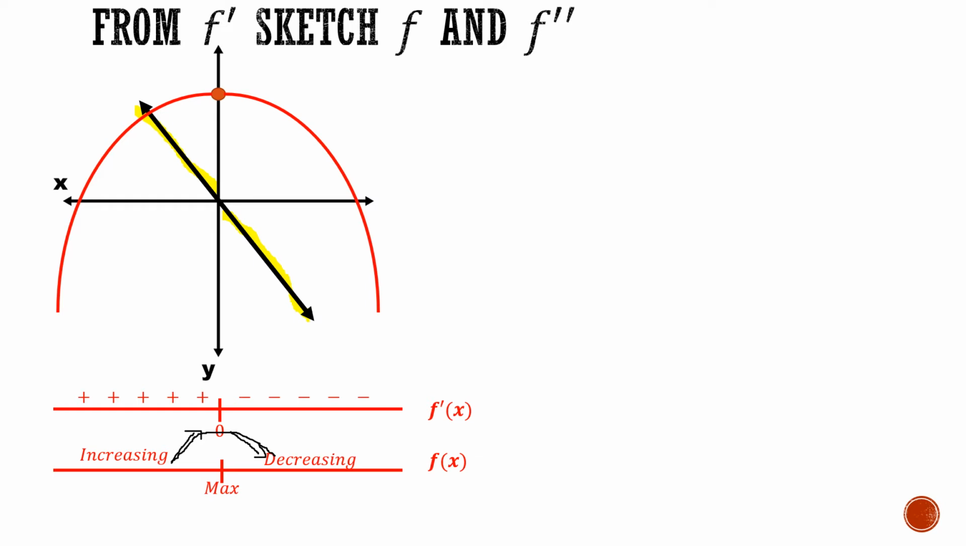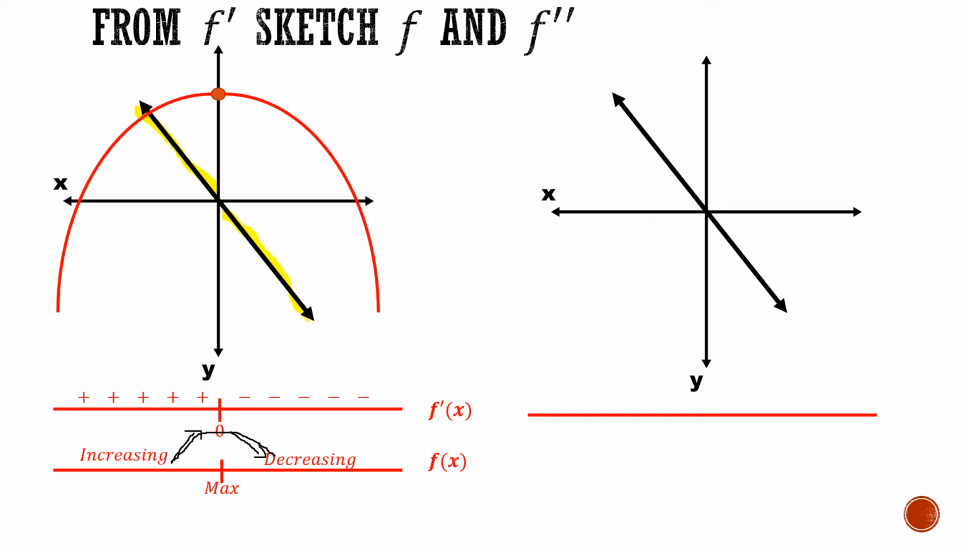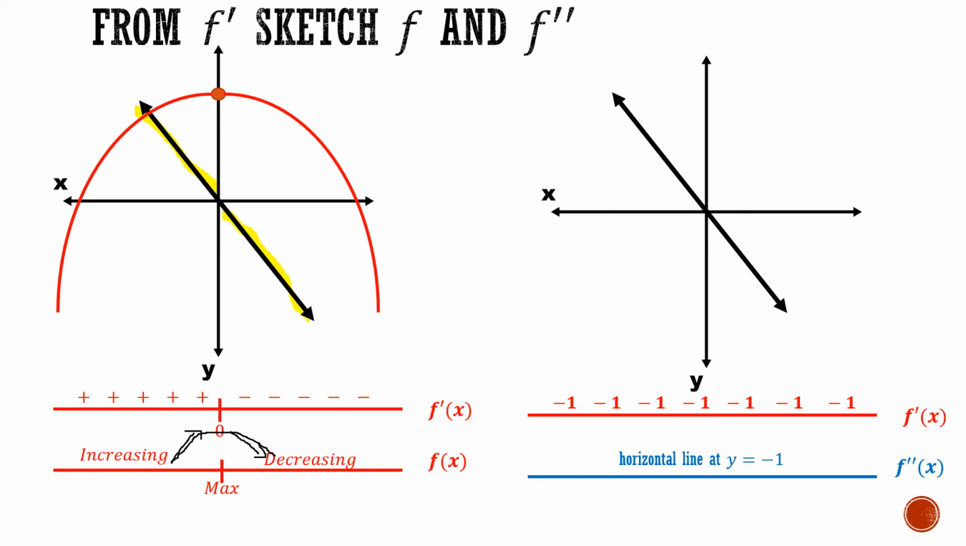Now, if I wanted to draw f double prime from the original f prime graph, again, I'm going to start with that f prime graph. Go ahead and write in my f prime line, but this time I actually want to look at the slope. So I'm almost doing what we did yesterday. This f prime line is decreasing the whole way, specifically at a slope of approximately -1. Well, that tells me that my f double prime graph is going to be a constant line at -1. So I would draw a horizontal line at y equals -1.